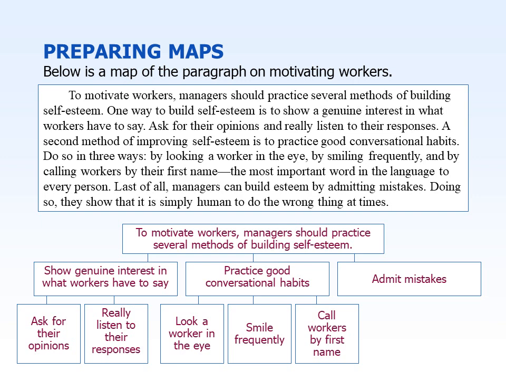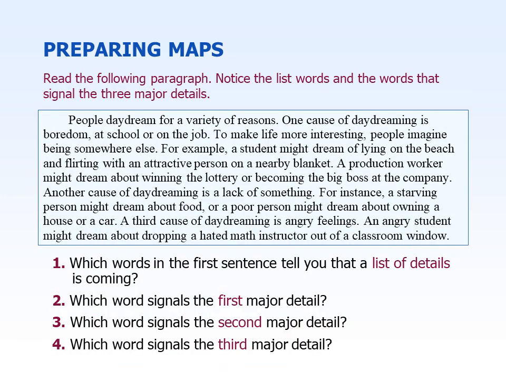These are maps. We have the same paragraph. We have the same main idea at the top in the box. And then underneath that, in the second level, we have the 3 major supporting details. So if we look at the first major supporting detail, it's show genuine interest in what workers have to say. And then the minor details are ask for their opinions, really listen to their responses. Second major detail, practice good conversational habits, and then you see the 3 minor details under that. Third major detail, admit mistakes, no minor details under that. Make sense? All right, let's practice this again with another paragraph.